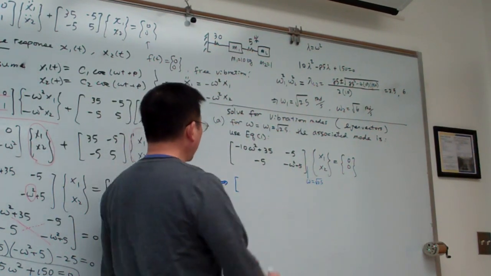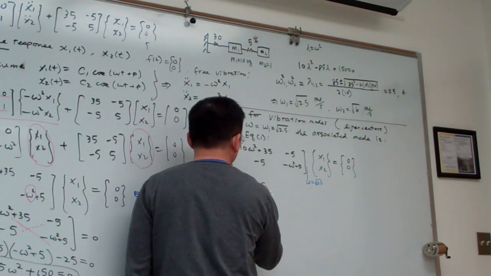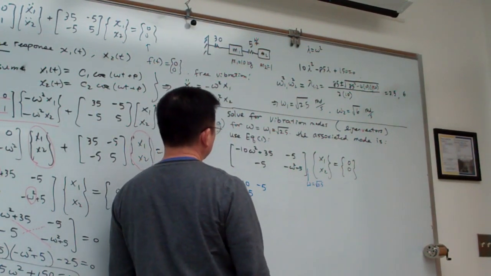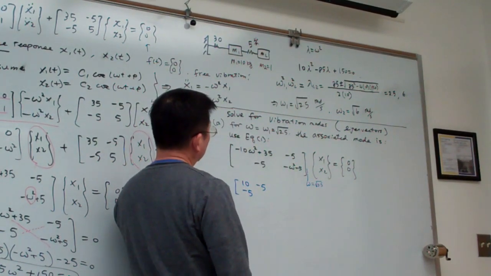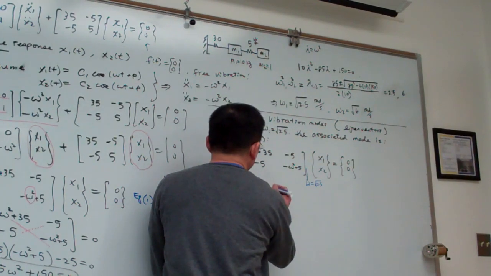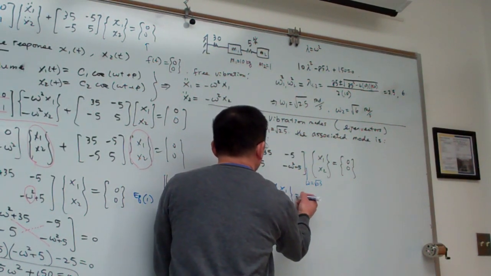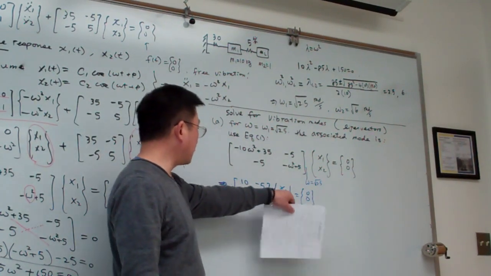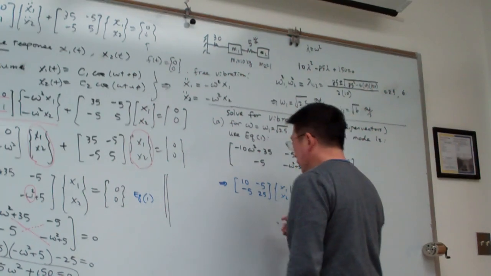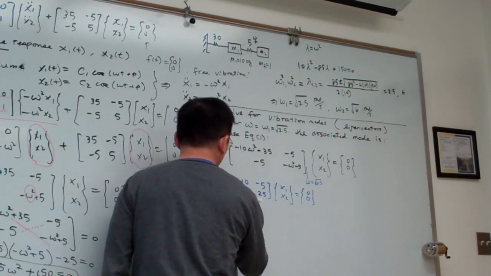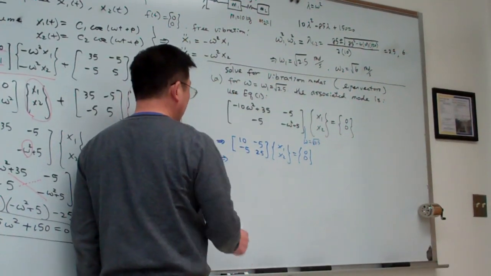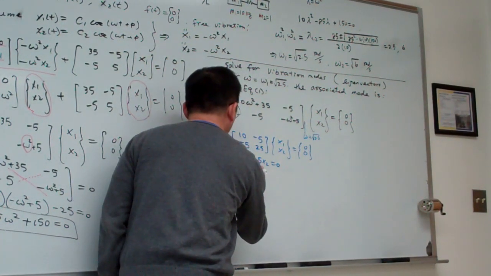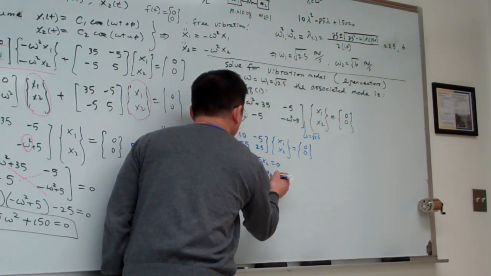So omega squared is 2.5, so 25 into 10 minus 5 minus 5. How much is omega squared? 2.5. Is that right? Okay, after simplification, you plug in omega squared equal to 2.5. And now from here you can see this equation, if we expand it, represents a set of 2 equations. That means 10x1 minus 5x2 equal to 0, or minus 5x1 plus 2.5x2 equal to 0, right?